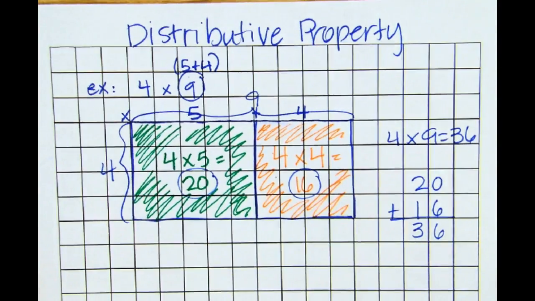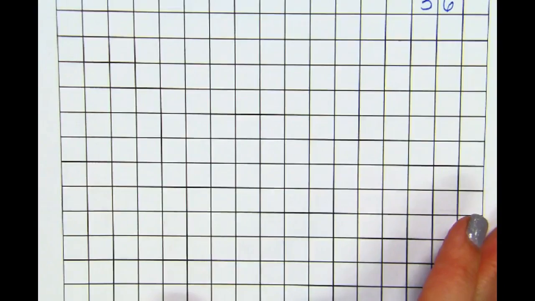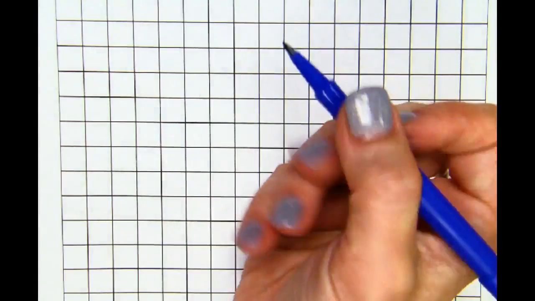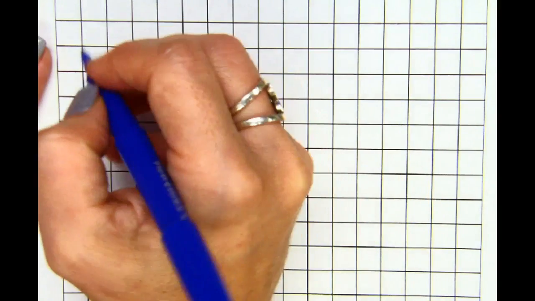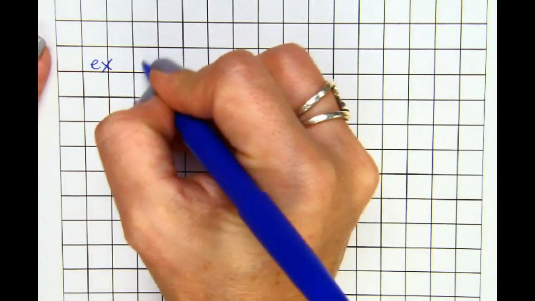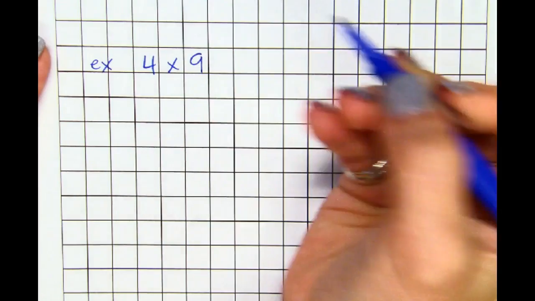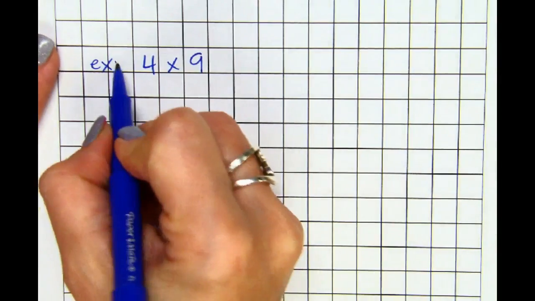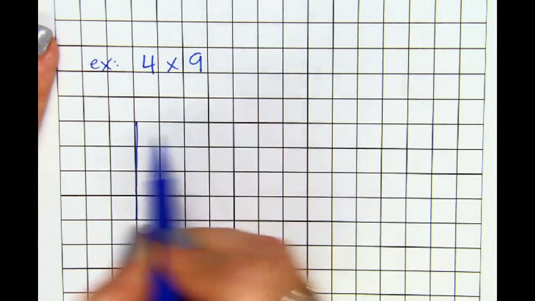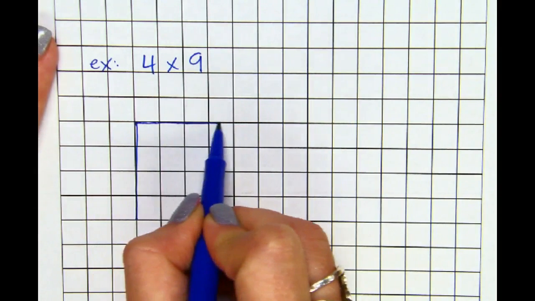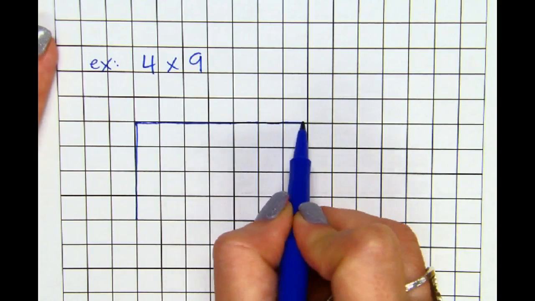Let's try another example. Let's look at some other numbers. Let's use the same example and break it apart in a different manner. We have 4 times 9. Again, I'm going to draw a rectangle that illustrates 4 times 9. Down 4, and across 2, 3, 4, 5, 6, 7, 8, 9.